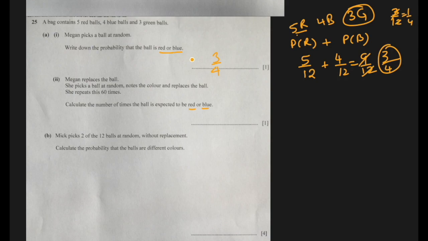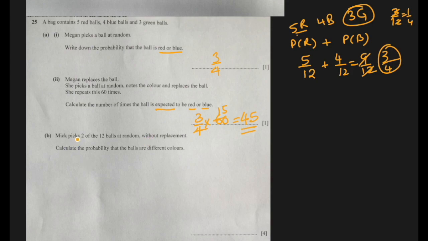So we got the probability of red or blue, 3/4, times the number of times she took out the balls, 60, which will be the total number. So it will be like this, 3/4 of 60, which is 45. It is expected that 45 out of those 60 will be either red or blue balls.